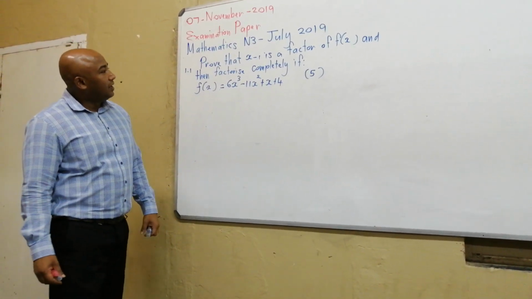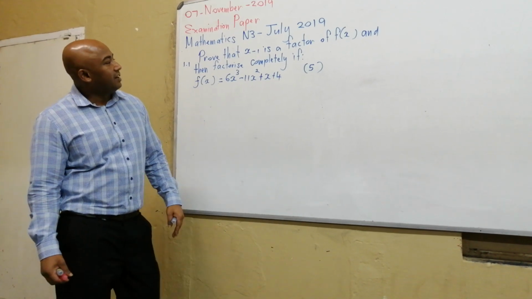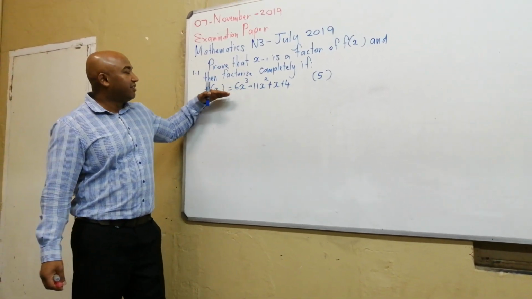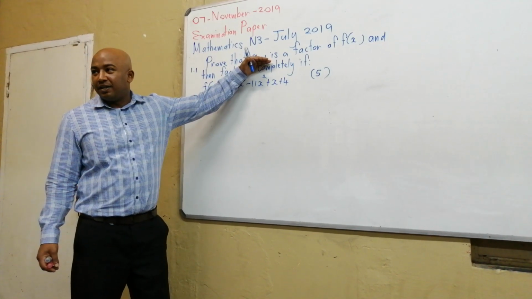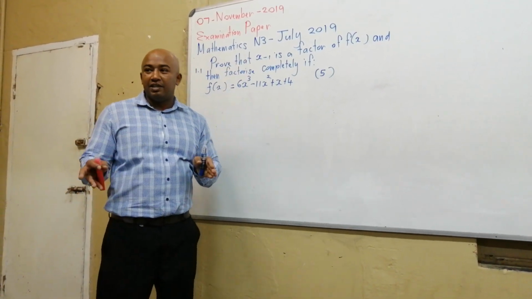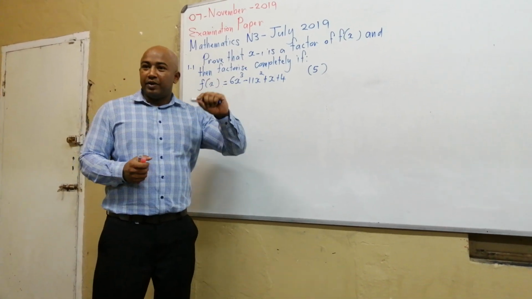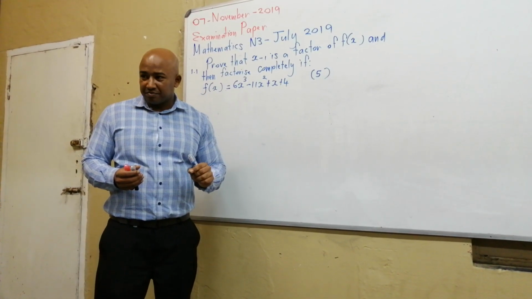If we want to prove that x minus 1 is a factor of f of x, what we can do is divide f of x by x minus 1, and we should expect a remainder of 0. Then we can use long division, or we can just use the factor theorem.